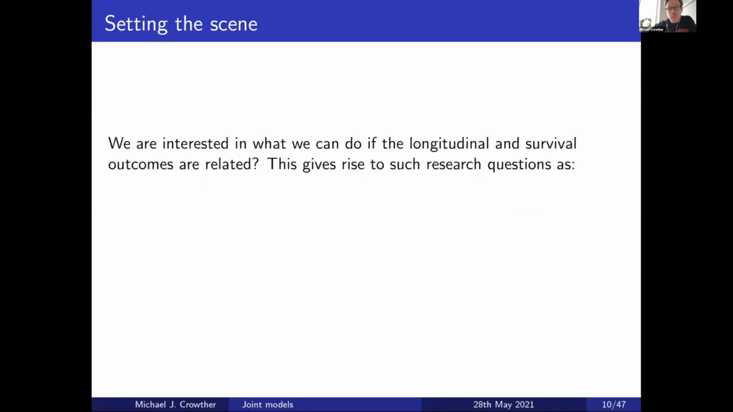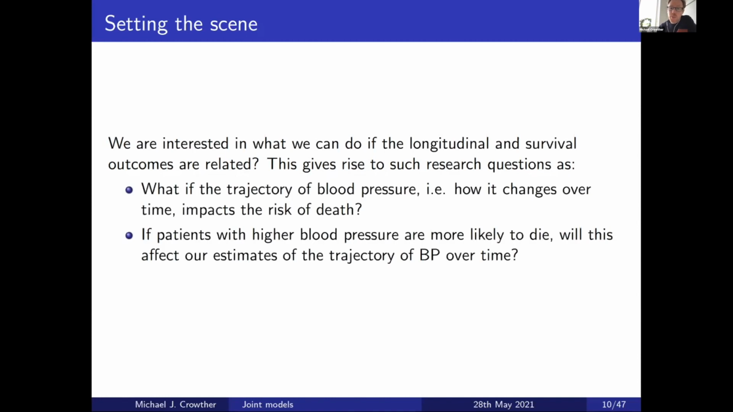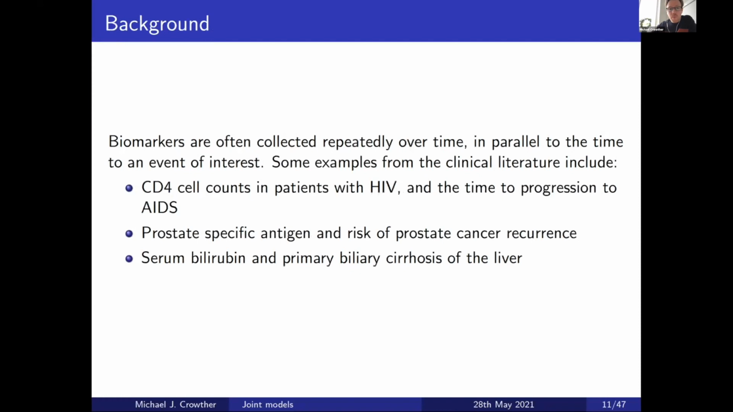Now in joint modeling, we're interested in what we can do if these two processes, these longitudinal and survival outcomes, are related. Now this gives rise to such questions as, how does the trajectory of blood pressure, i.e. how it changes over time, impact the risk of death? Alternatively, if patients with higher blood pressure are more likely to die, will this affect our estimates of the trajectory of blood pressure over time? So again, that's two different angles of viewing it, depending on which outcome is of more primary interest.